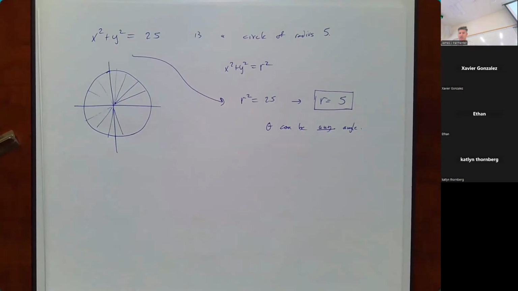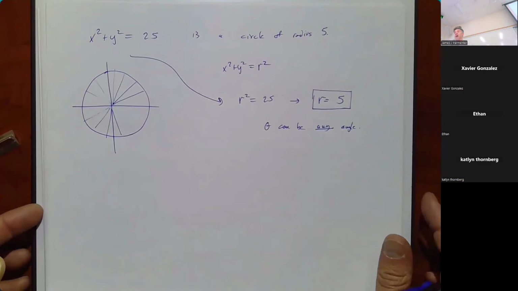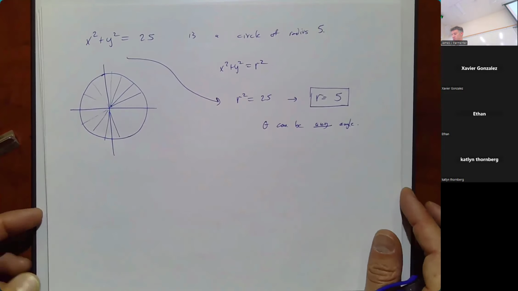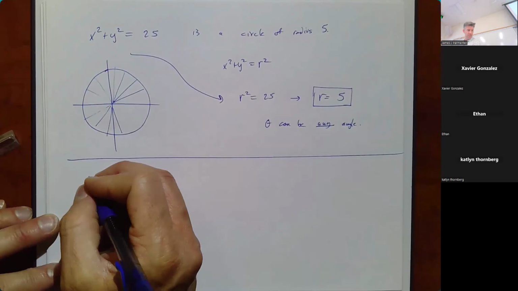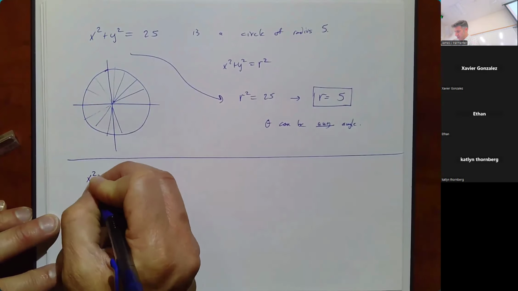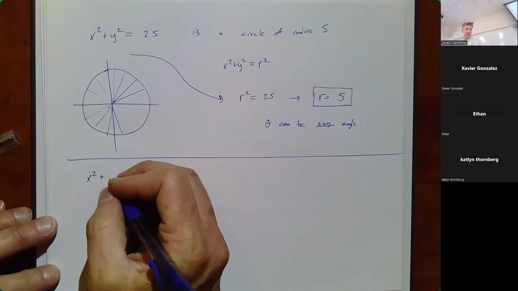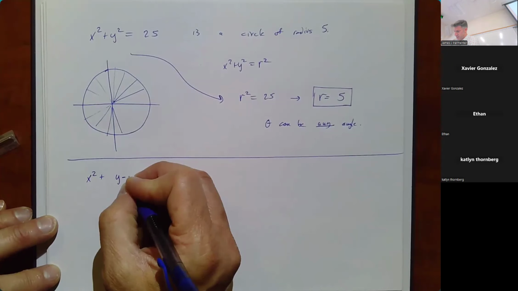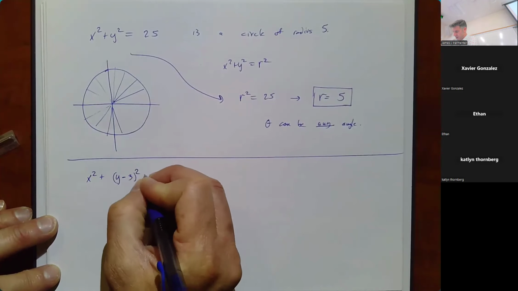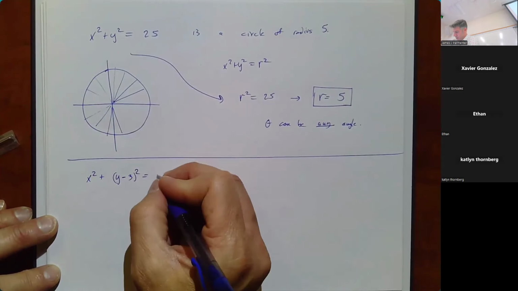So it's really, really easy to write the equation of a circle centered at the origin in polar coordinates. It's less easy when it's not centered at the origin. So let's look at another example. Let's say we have x squared plus y minus 3 squared equal to 9.